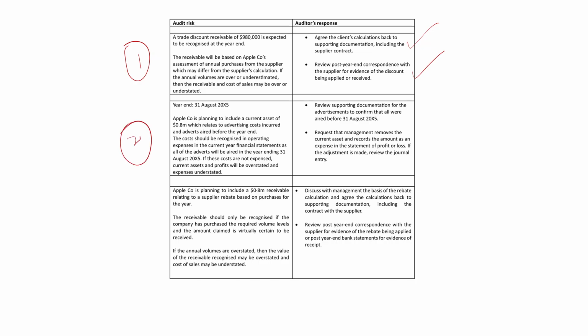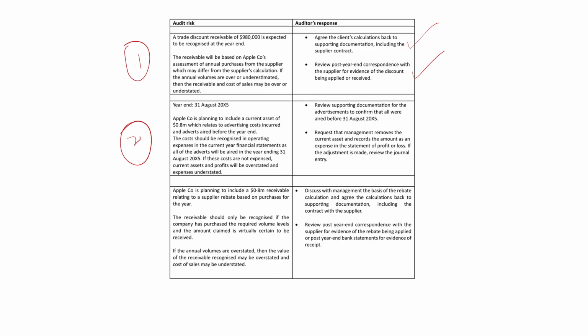In another example, Apple is planning to include a current asset of 0.8 million, which relates to advertising costs incurred and adverts aired before the year end. So they had paid for their advertising and all the ads were actually shown before the year end, but they had booked part of this as a receivable because they were saying that, oh, we're going to benefit from this in the future years.